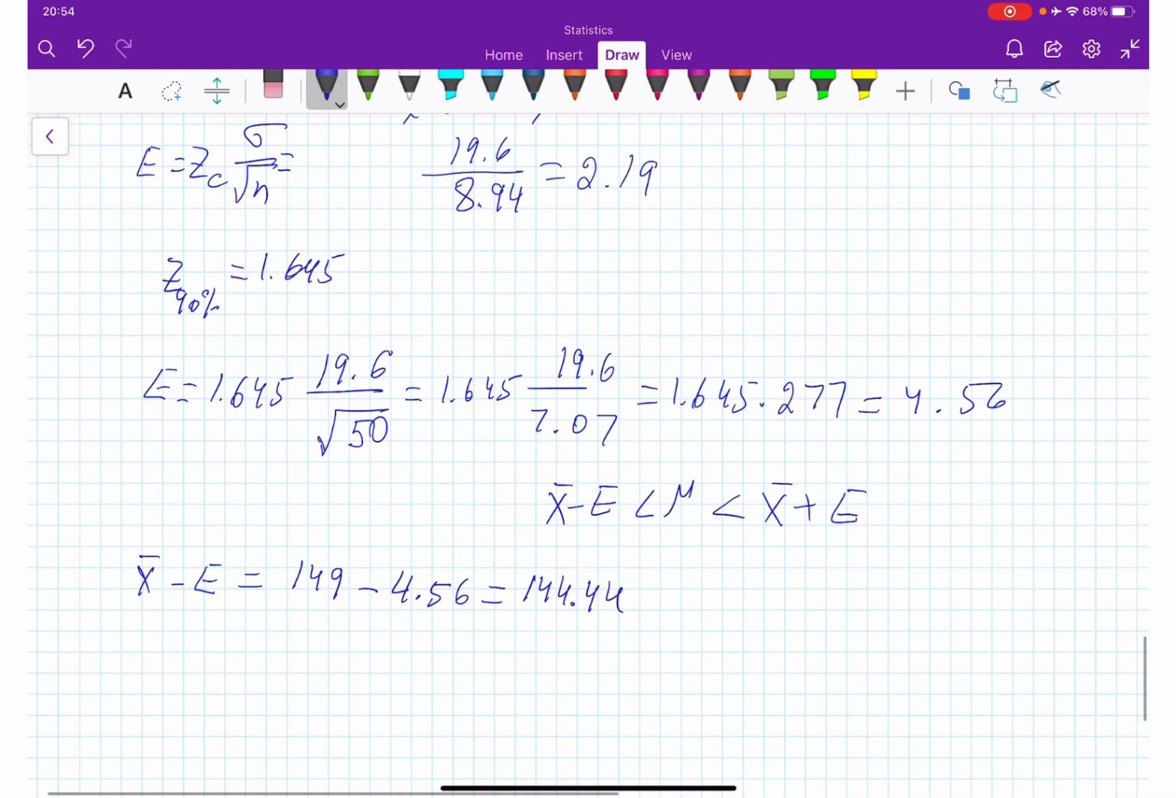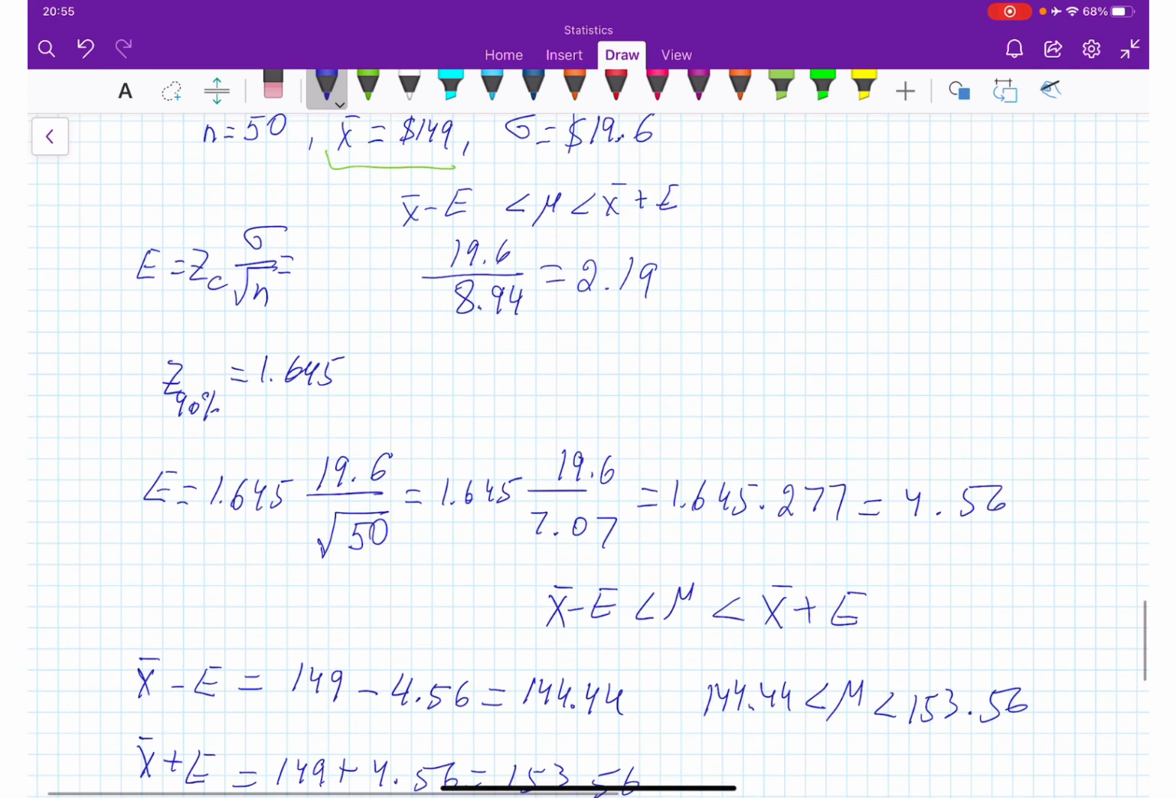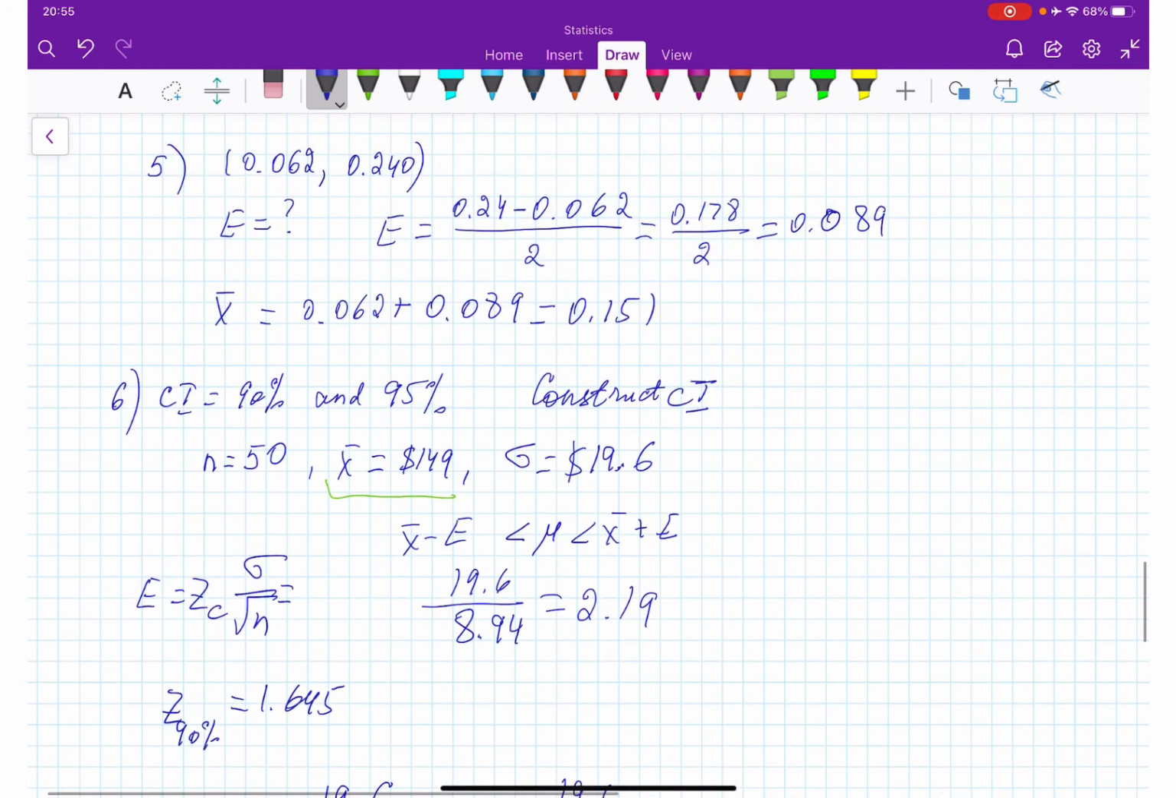Now x bar plus error is going to be 149 plus 4.56, and that will be 153.56. And this is going to be our confidence interval. Mu is greater than 144.44 and less than 153.56.